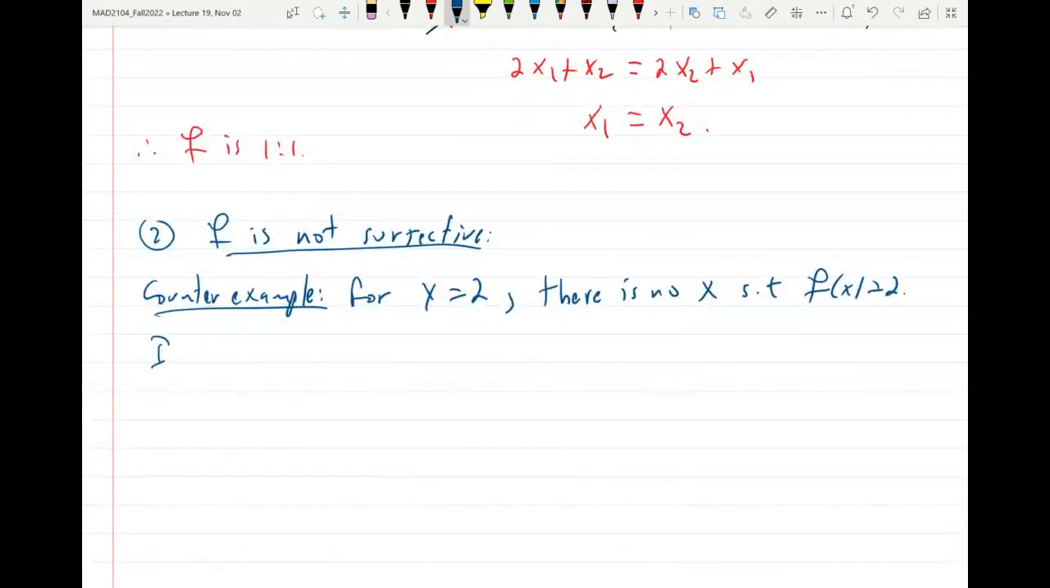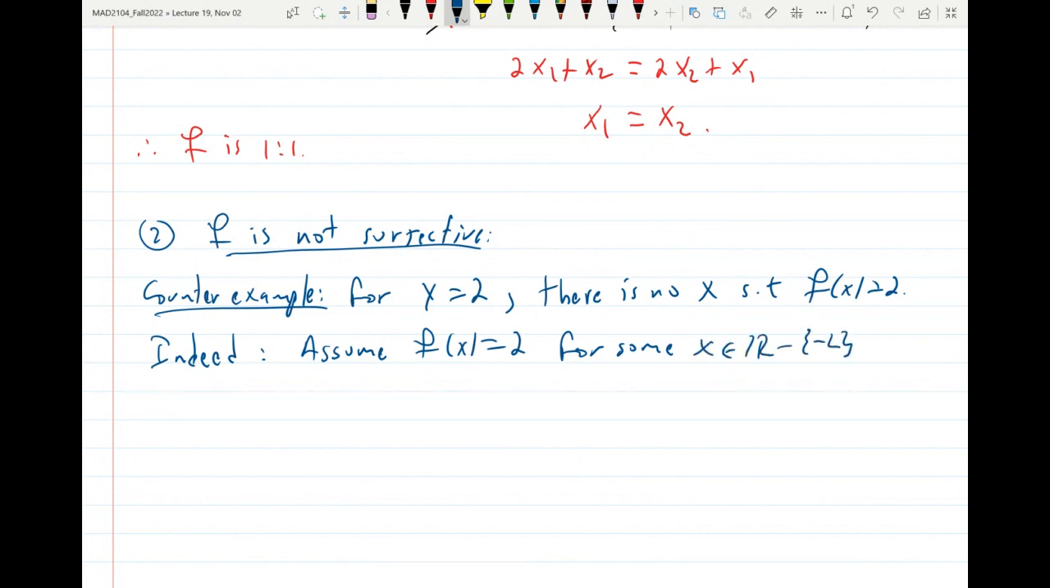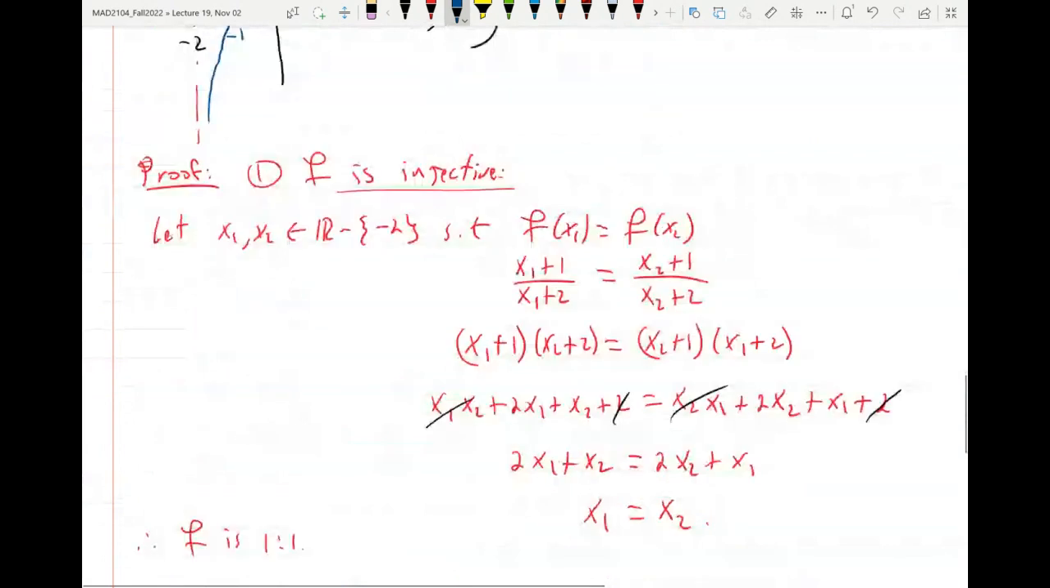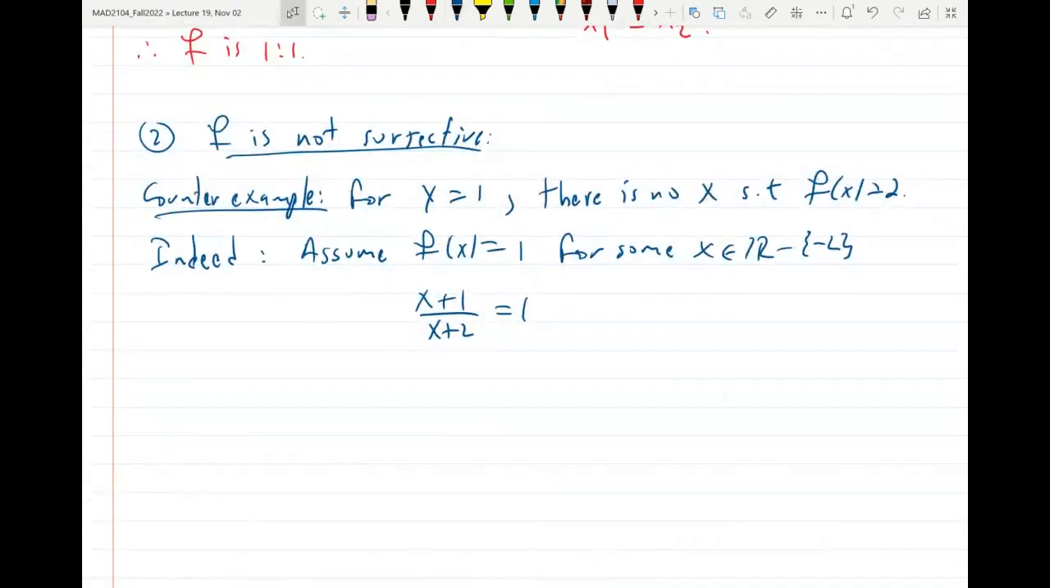So let's argue this. So indeed, how do you do this? Well, assume by contradiction, right? So assume f of x is equal to 2 for some real number x in the domain. Then that means x plus 1 over x plus 2 is equal to 1. Remember, 1 is the one that has no pre-image.